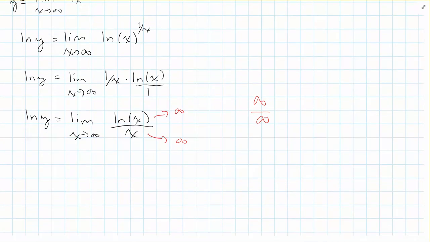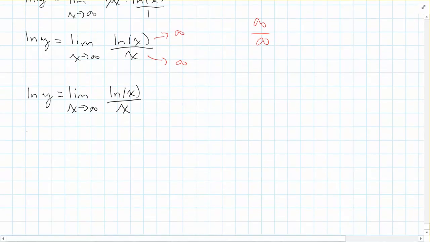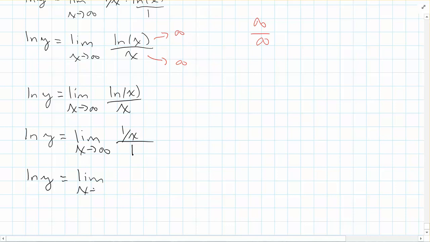All right, so then let's look at what we got going here. So I have natural log of y is equal to the limit as x goes to infinity of the natural log of x over x. So now we can apply L'Hopital's rule. So you get natural log of y is equal to the limit as x goes to infinity of 1 over x divided by 1. Because derivative of natural log, of course, is 1 over x, derivative of x is 1. So simplifying this out, we get the natural log of y is equal to the limit as x goes to infinity of 1 over x. But wait a minute, that limit is just 0.